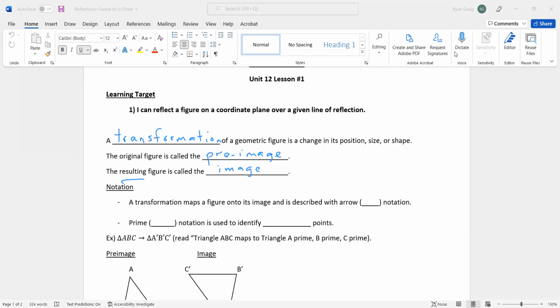Some notation that you need to be used to. A transformation maps, keyword, a figure onto its image and is described with arrow notation. Prime notation, which is just an apostrophe really, is used to identify image points. What does all of that mean? Well, let's look at the next example.